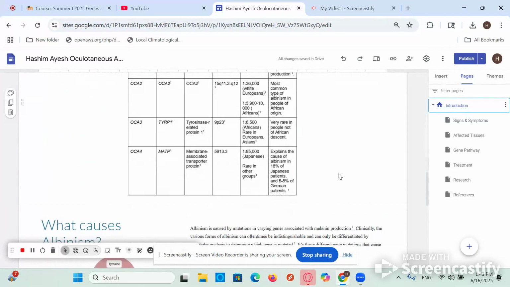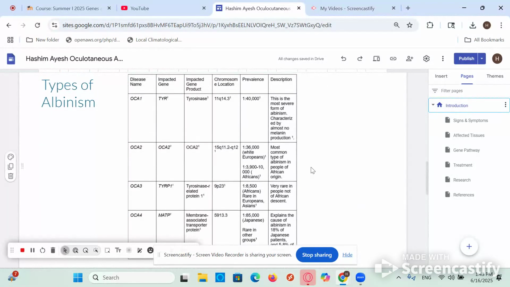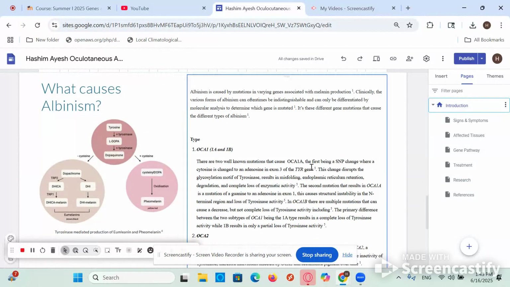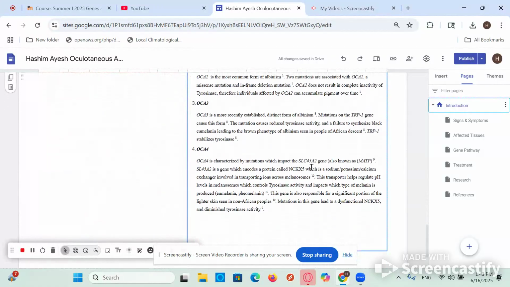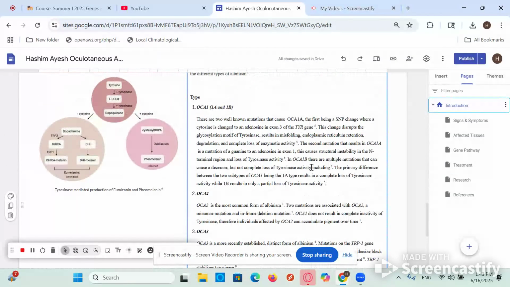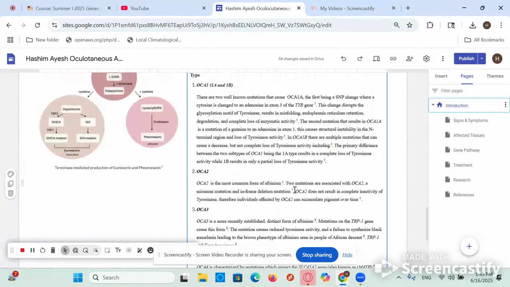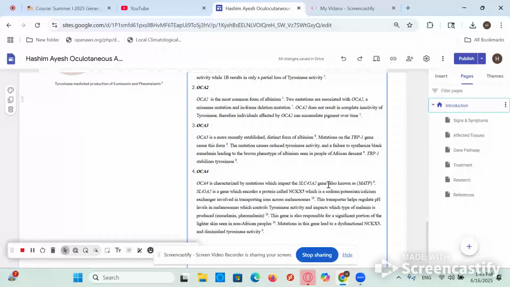I also liked making this table. I think this is a very concise way for anyone who's visiting my site to be able to gather the different types of albinism. And I chose not to talk about one type, but four, just because they're a little bit different, even if phenotypically you may not be able to see the differences. Genotypically, however, the causes are different.